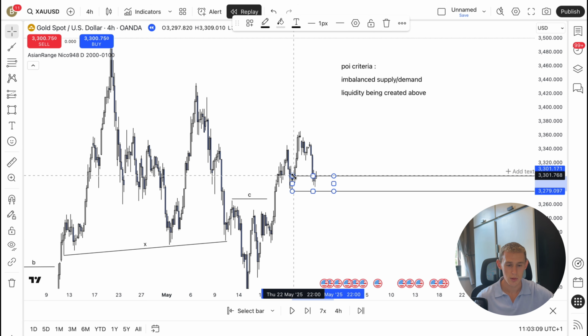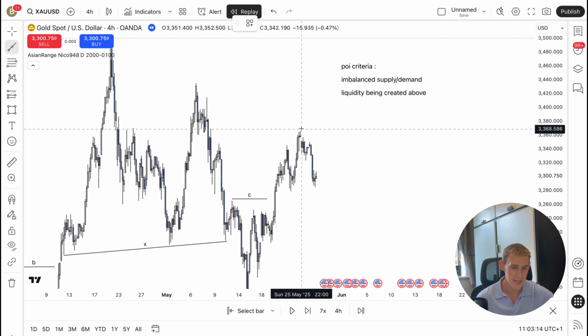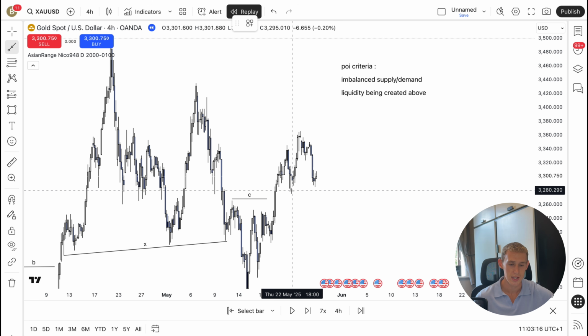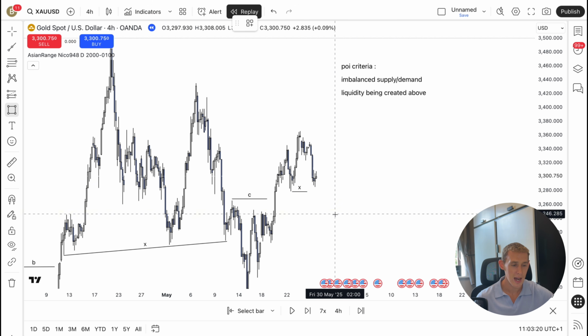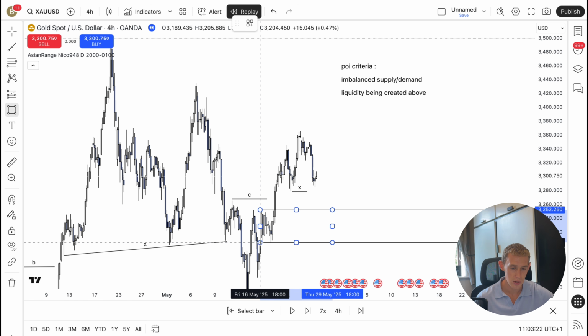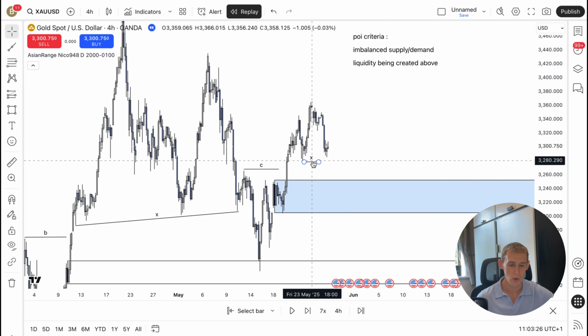The reason why this one would not be valid for me is because we haven't seen any liquidity being taken out. Notice how price just retraced into this range. The next liquidity level is this low right here. And then we also have a very nice demand zone positioned just below it. So for this strategy, what I'm looking for is for the liquidity itself to be swept into the demand zone as a point of interest.